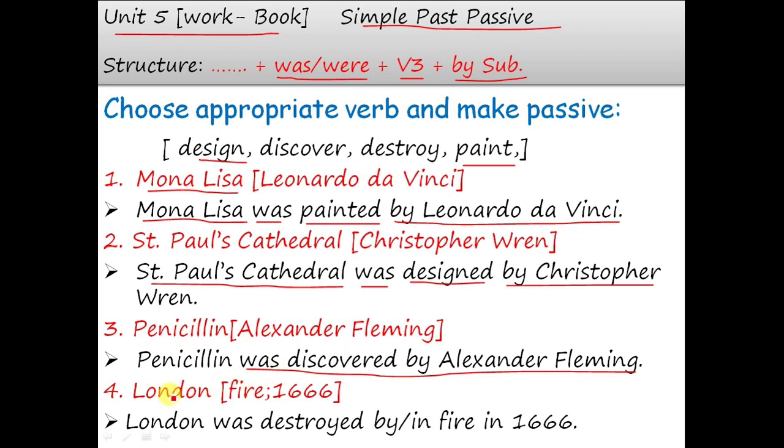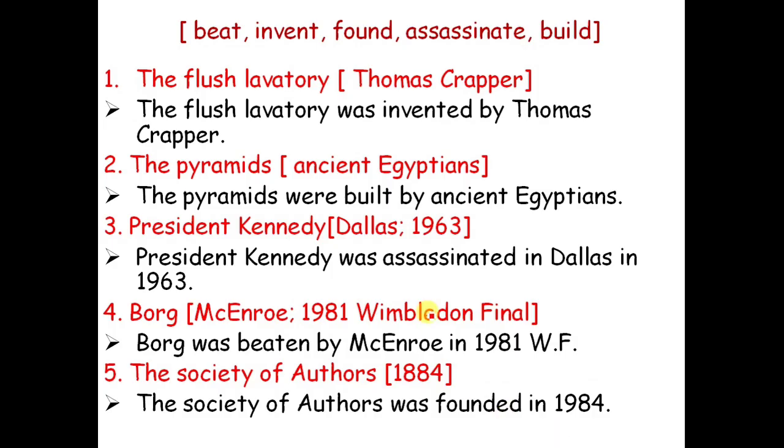London, fire, 1666. Yes, London got destroyed. So the appropriate verb is destroy. So London, simple past passive, was, then V3, destroyed by fire or in fire. You can use in fire or by fire. And before the year, you use in 1666. London was destroyed by fire or in fire in 1666. Similarly, the flush lavatory, Thomas Crapper. Yes, he invented this, therefore invent.